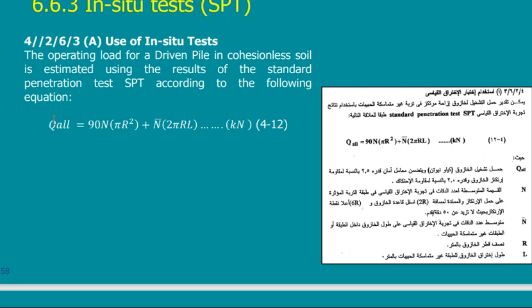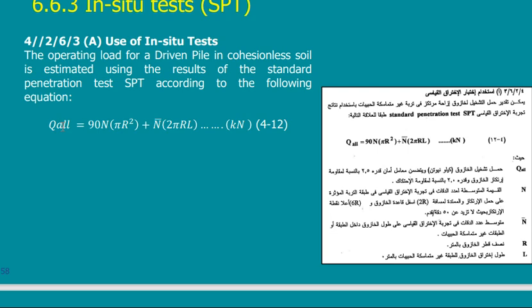Okay, suppose that it is a driven pile, not a bored pile, but I want the ultimate load. To get the ultimate load, I will take this value, multiply it by 2.5, and I will take this value, multiply it by 2, add the sum, and it will give me Q ultimate of this type of pile, which is the driven pile.